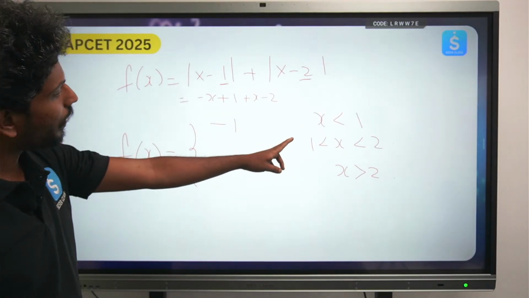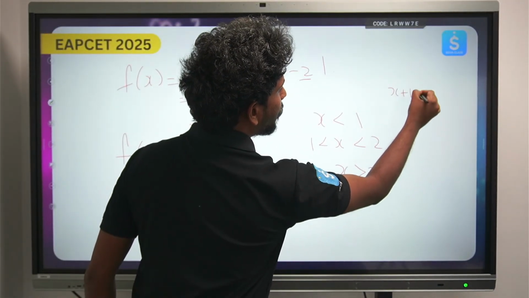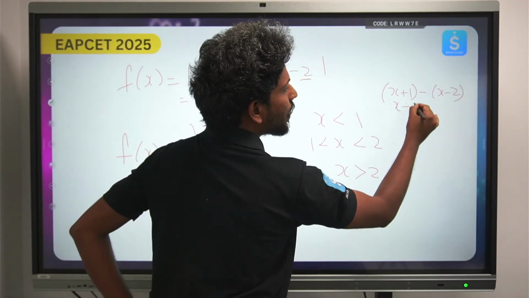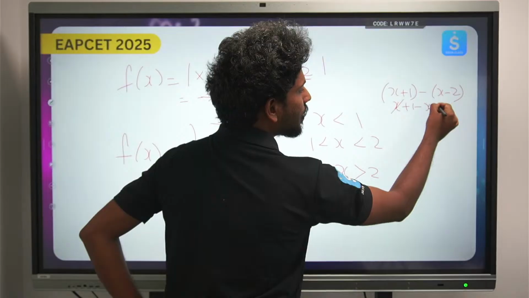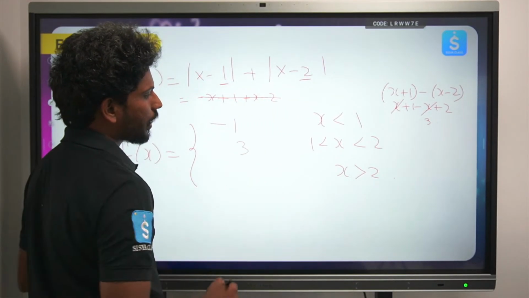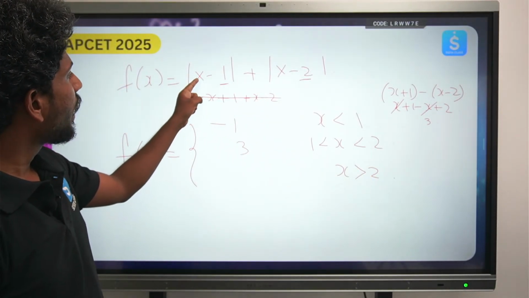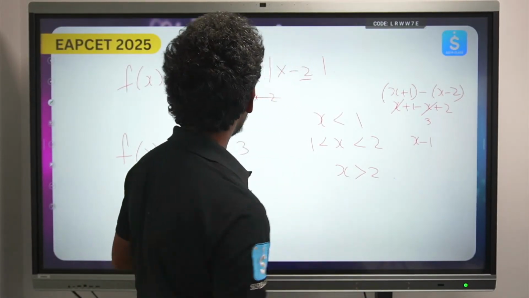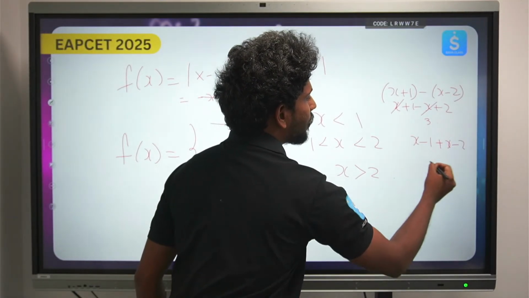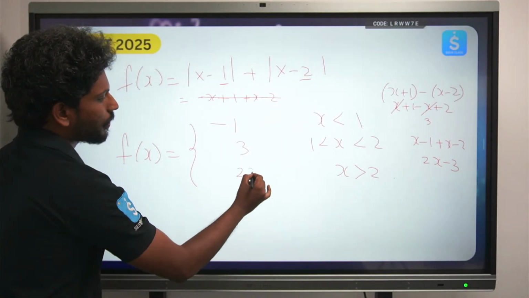Similarly, when x is greater than 1, this will become x plus 1 plus minus x minus 2. So this will become x plus 1 minus x plus 2. So x and minus x get cancelled. 1 plus 2 is 3. Okay, so this will be equal to 3. Similarly, when x is greater than 2, that will be x minus 1 plus x minus 2, so this will become 2x minus 3.